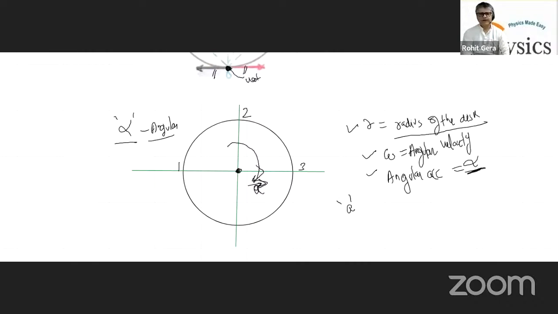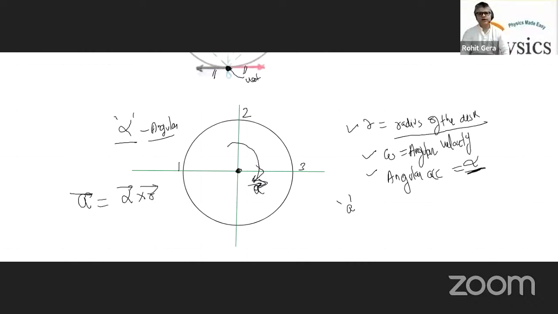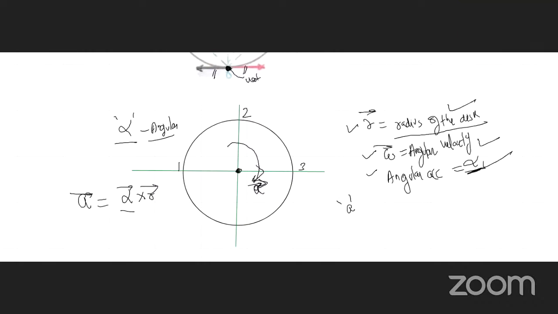We had written that the acceleration associated with angular motion is alpha into r. Okay. So we are given alpha? Yes. Are we given r? Yes. Are we given omega? Yes. Okay.